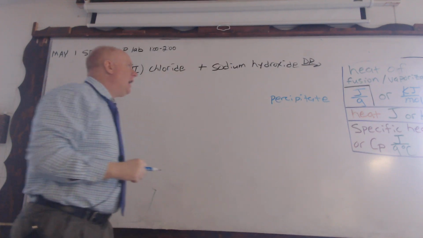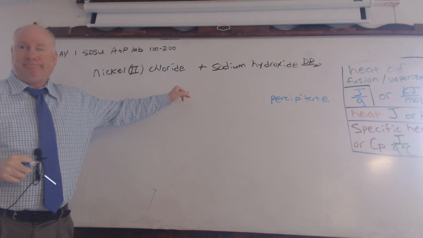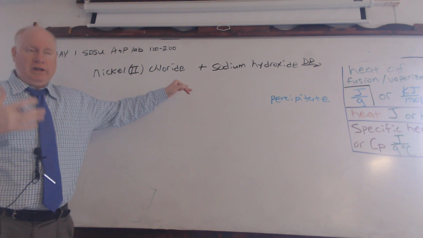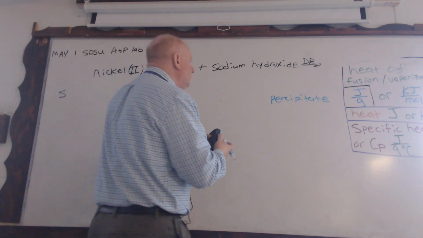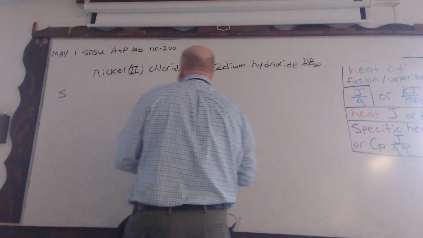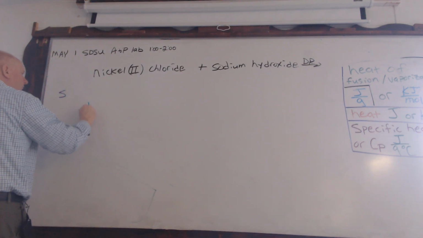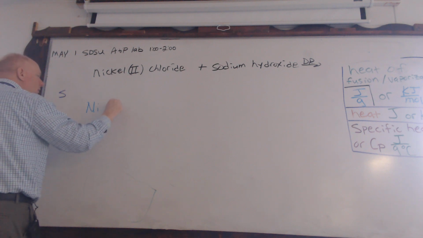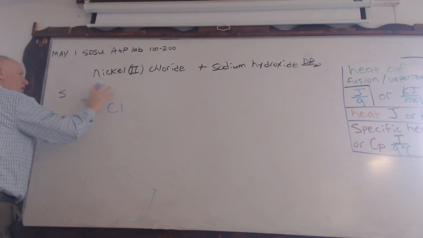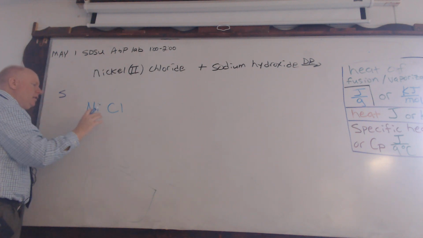Should we just save time and write this equation out? You want to work on that yourselves together? Okay, so we can do that. And we don't need this. Okay, what's the symbol for nickel? What's the symbol for the chloride ion? Okay, is this complete? Okay, so what do you need to do with this?